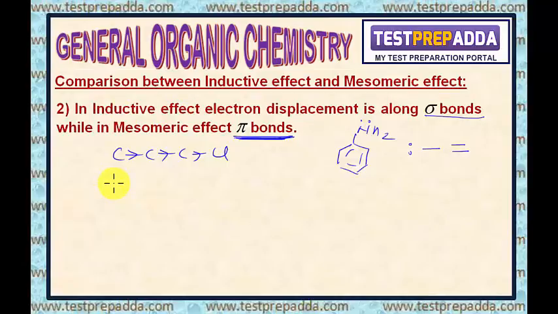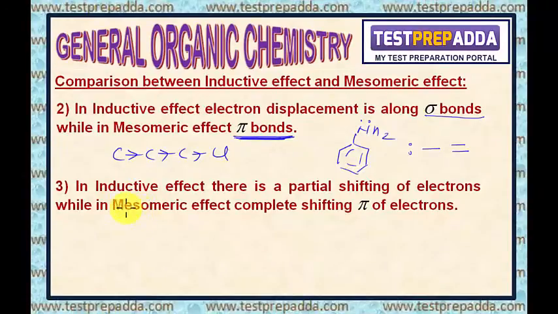Now I will talk about the third point. Another important point. In inductive effect, there is a partial shifting of electrons, while in a mesomeric effect, there is complete shifting of pi electrons. You can see here, lone pair of nitrogen, complete shifting, while here partial shifting, and because of this partial charges are developed here, while here full positive or negative charges are developed.